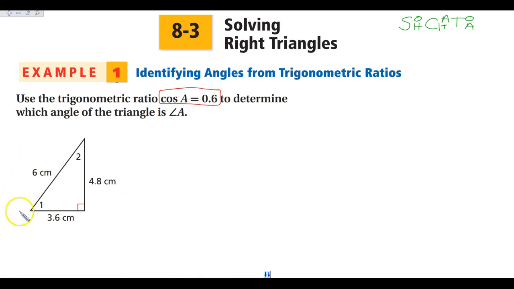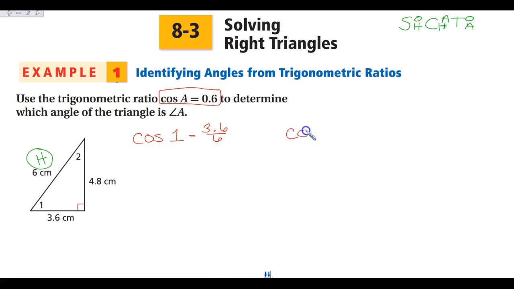The first thing I'm going to do is label my triangle. Since cosine is adjacent over hypotenuse, my hypotenuse doesn't change from angle 1 to angle 2. My hypotenuse is always my hypotenuse. So I'm going to set up the cosine of angle 1 as my adjacent side over my hypotenuse. The side that is adjacent to angle A is 3.6, so I'm going to do 3.6 over 6.